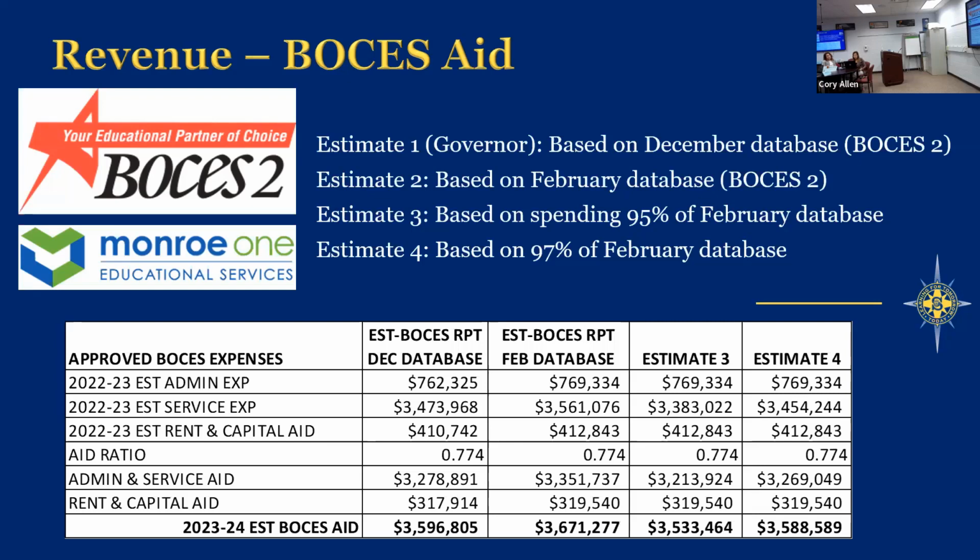Estimate 3, again, is based on spending 95% of what the anticipated expense is based on the February database. And then estimate 4 is if we're going to spend 97%. So again, take a few minutes. You're going to select one of those 4 budget amounts. And then we're going to move on.